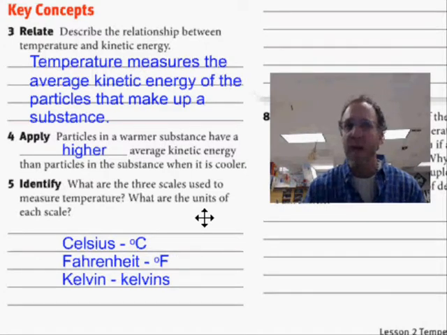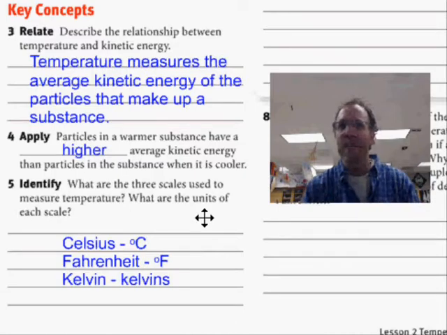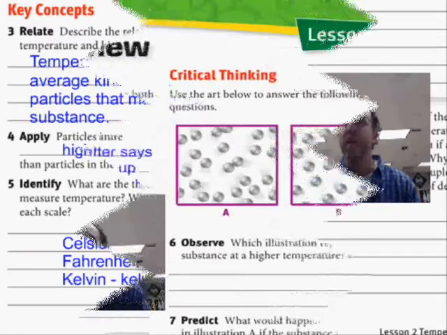Well, we measure Celsius in degrees Celsius. We measure Fahrenheit in degrees Fahrenheit. And Kelvin, we don't use the degree symbol, it's just kelvins.